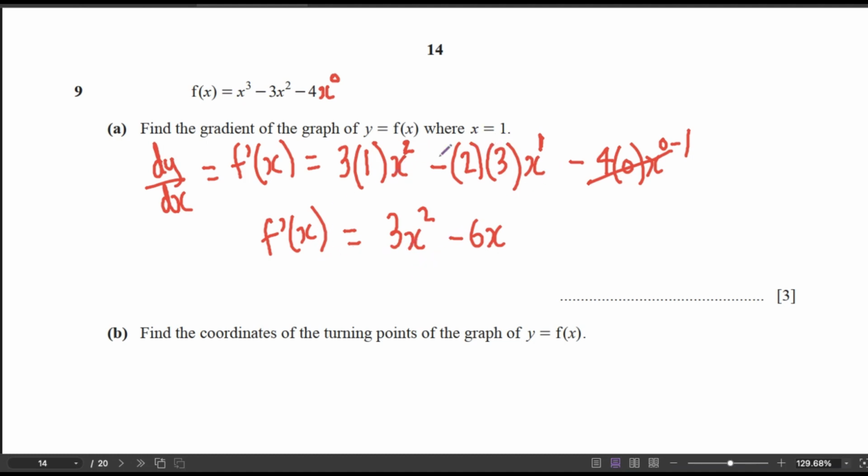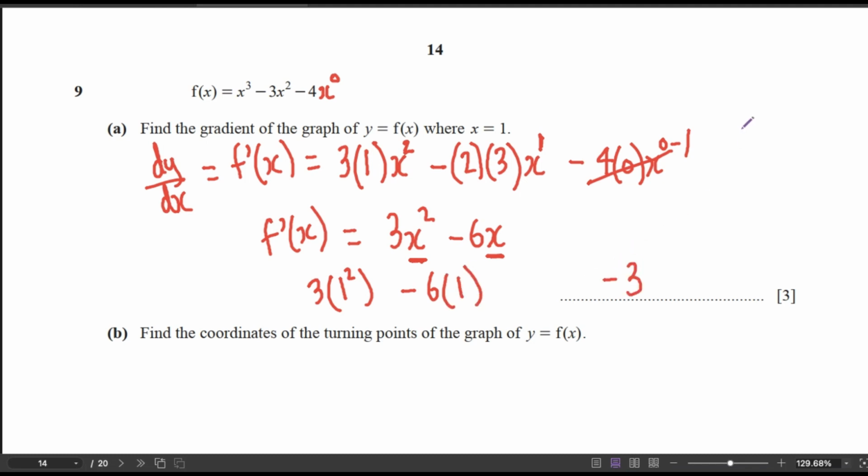So find the gradient where x is equal to 1. Well, you put 1 instead of x squared here, and you put 1 instead of x over here. So you're left with 3 times 1 squared minus 6 times 1. That's just 3 minus 6, which is negative 3.